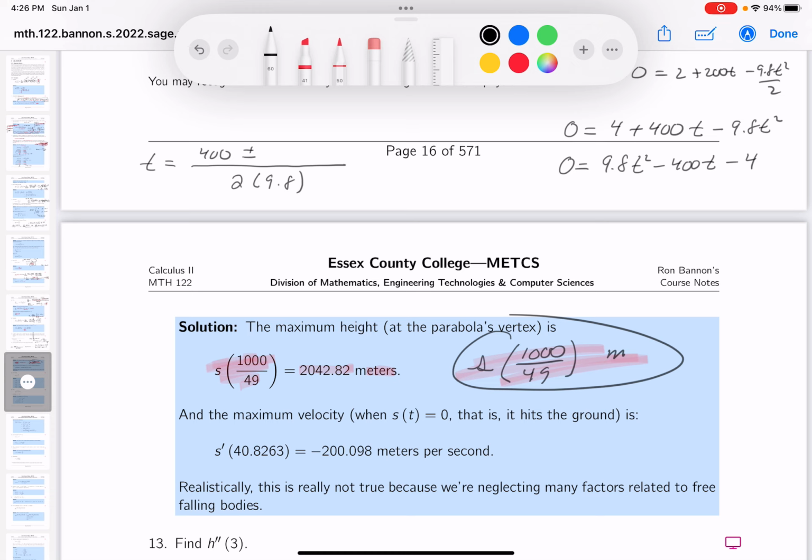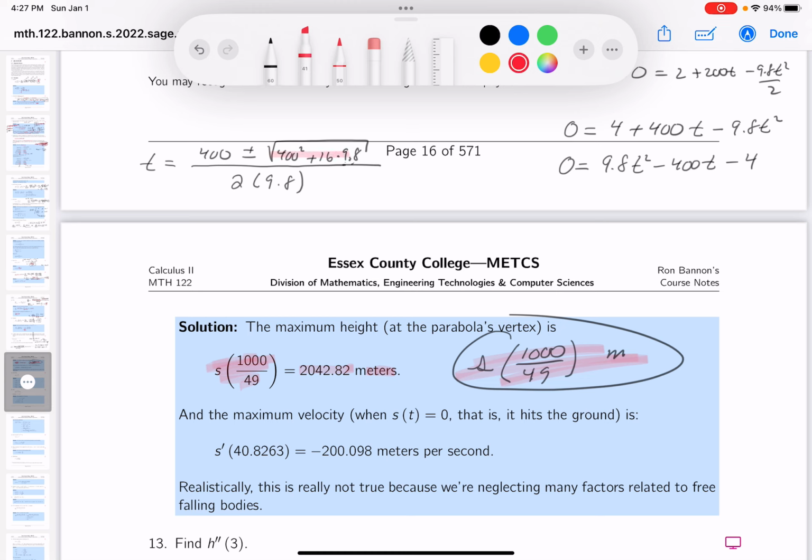Plus or minus the square root of 400 squared minus 4 times a, which is 9.8, times c, which is minus 4. Let me get a smaller eraser over here and erase this. So I'm going to say plus 16, because 4 times 4, and it's a negative number, so plus 16 times 9.8, that's 4ac.